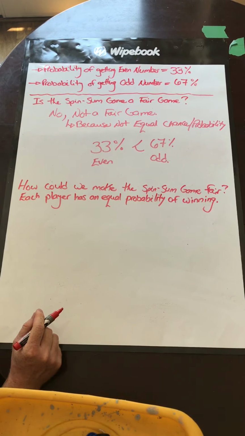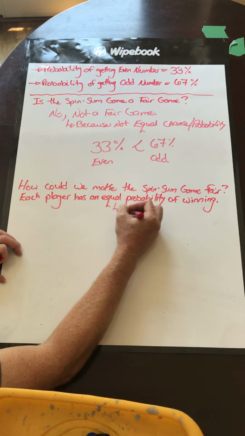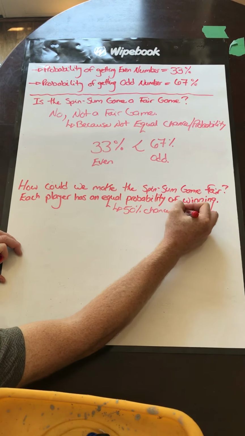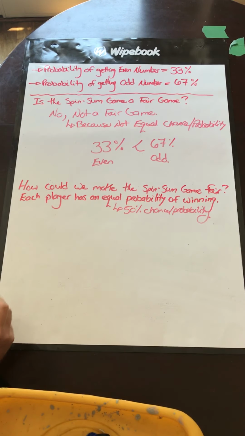So we want to make it a fair game. How could we make the spin sum game fair, where each player has an equal probability of winning? In this case, there are only 2 players, so an equal probability would be a 50% chance or probability. Well, what could we do?